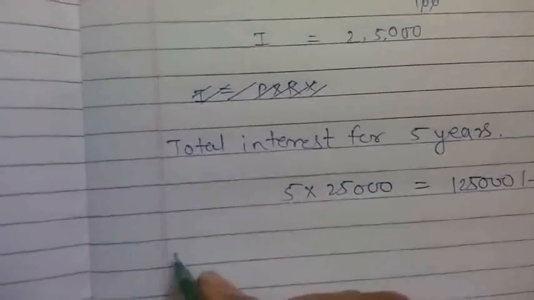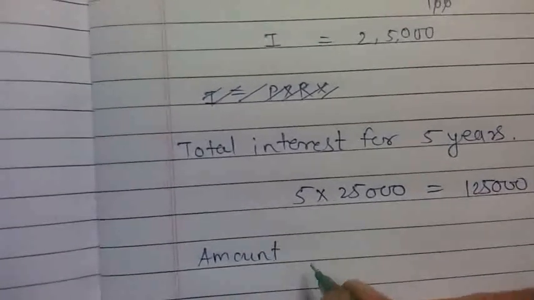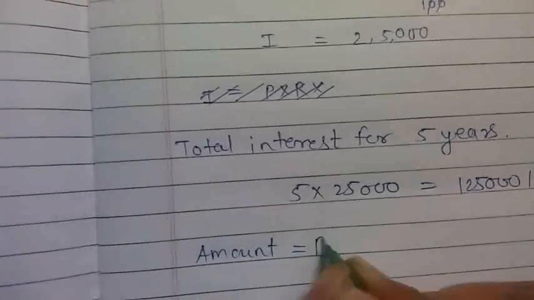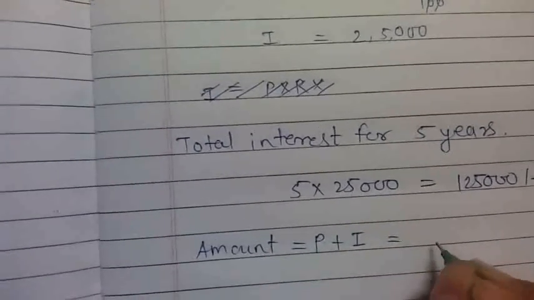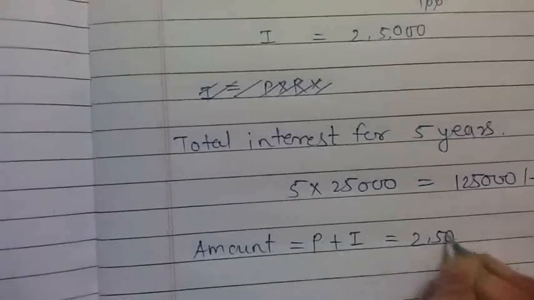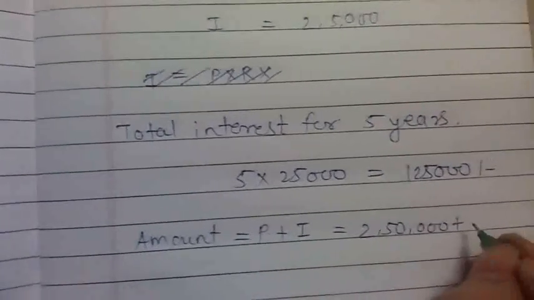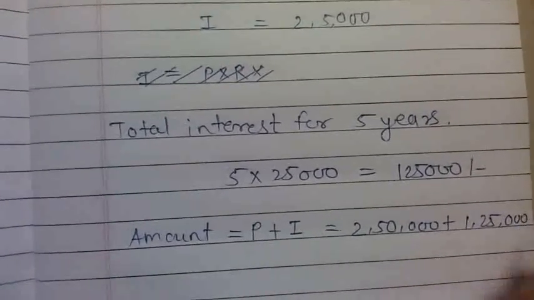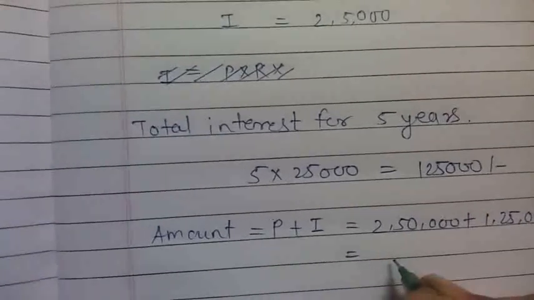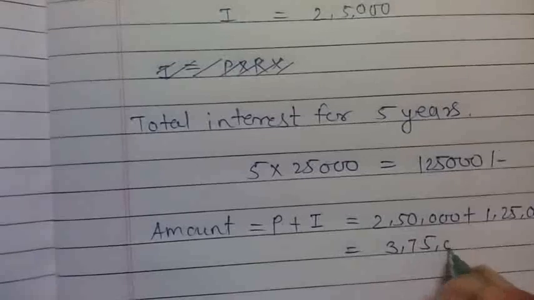Now find amount. P plus I. What is the value of P? 2,50,000 plus I, 1,25,000. Means their addition is 3,75,000.